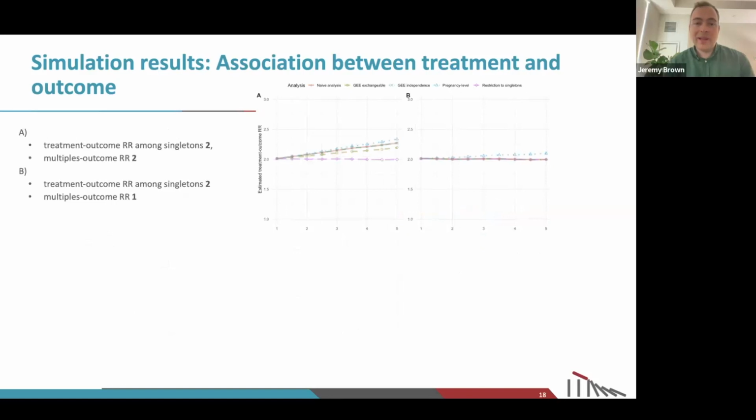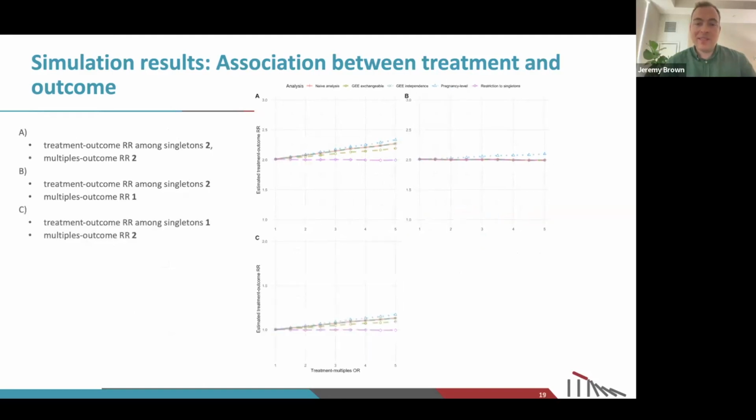And now we compare this when there is no multiple gestation outcome association. So in effect, there is no mediated association. And we could see that the approaches all are fairly similar, with the exception of the pregnancy level analysis. And then if we have the treatment outcome association as null as well, it's fairly similar to our first graph. We are getting this mediated association, and we see slight differences between the approaches, with the largest difference being between the restriction to singletons versus the other approaches.